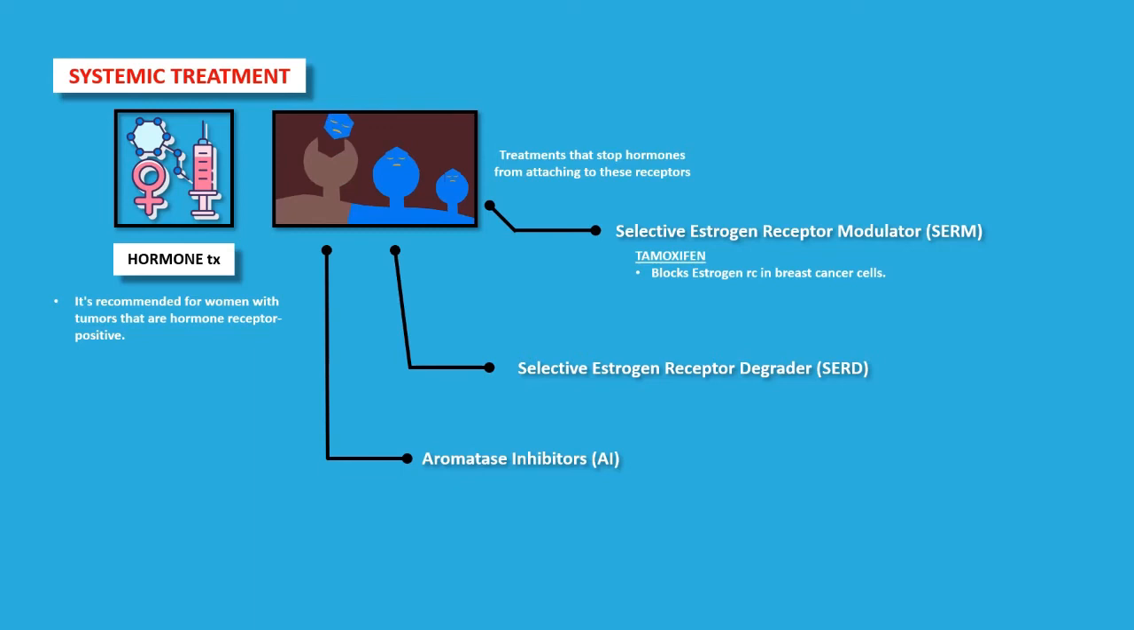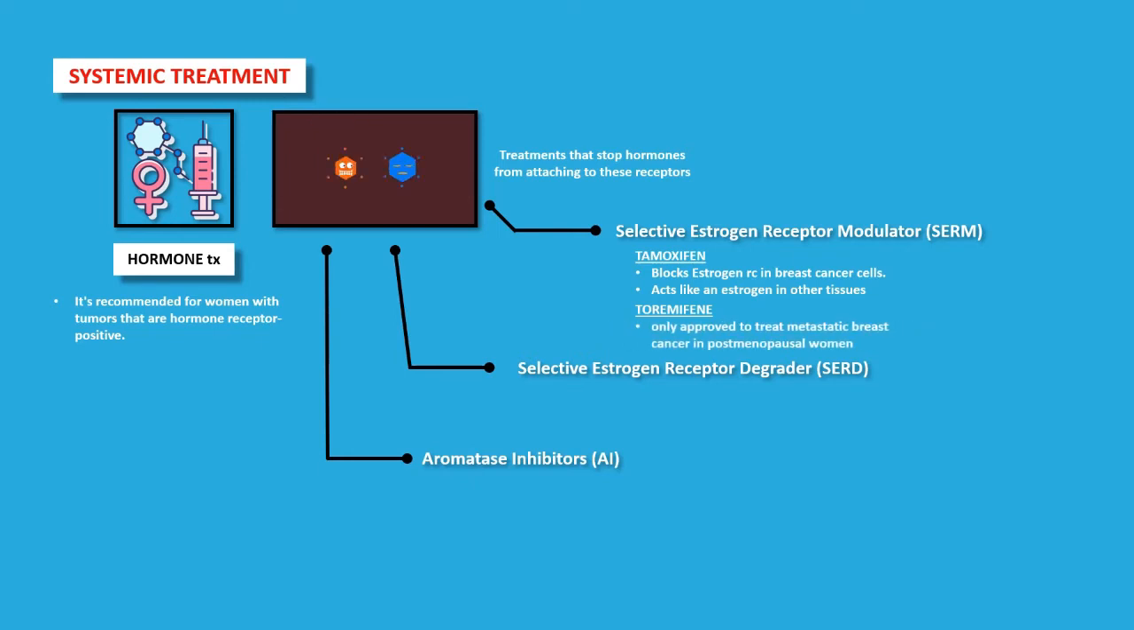While tamoxifen acts like an anti-estrogen in breast cancers, it acts like an estrogen in other tissues, like the uterus and bones. Because of this, it is called a selective estrogen receptor modulator. It can be used to treat women with breast cancer who have or have not gone through menopause. Toremifene is another drug that works in a similar way, but it is used less often and is only approved to treat metastatic breast cancer in postmenopausal women.